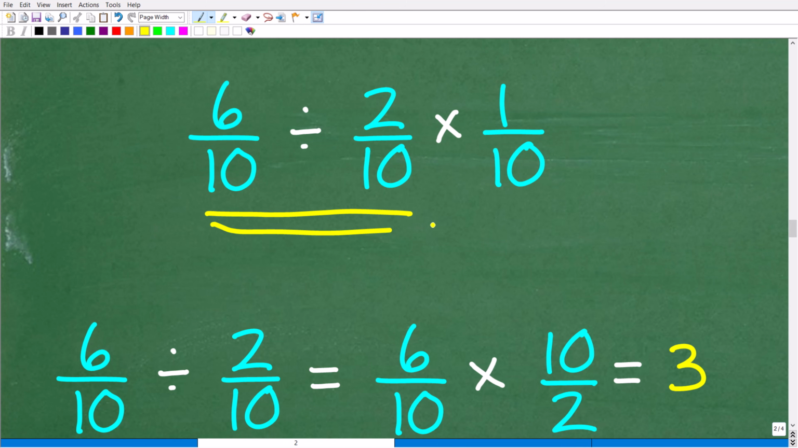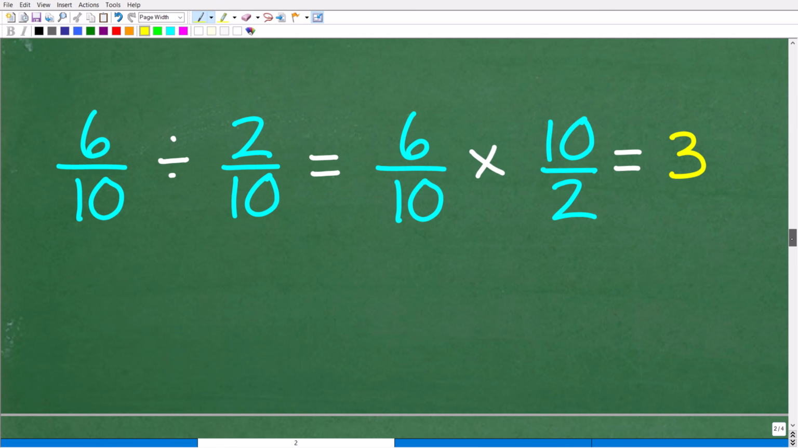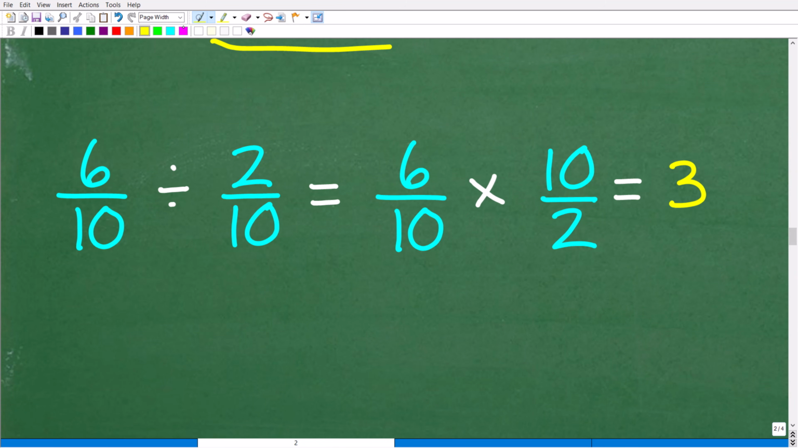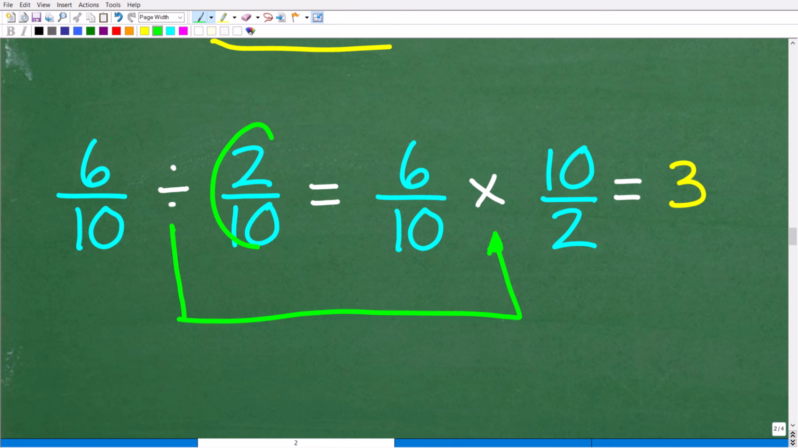Okay, so how do we divide fractions? Well, we don't really divide fractions per se, but what we do is we rewrite a division problem with two fractions as a multiplication problem. The way we do that is we flip the fraction to the right of the division symbol. We're going to flip it upside down. So here we have 6/10 divided by 2/10.